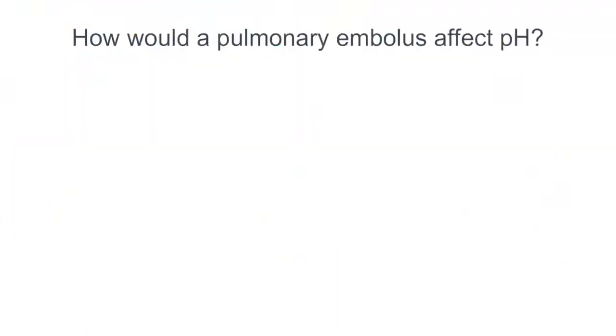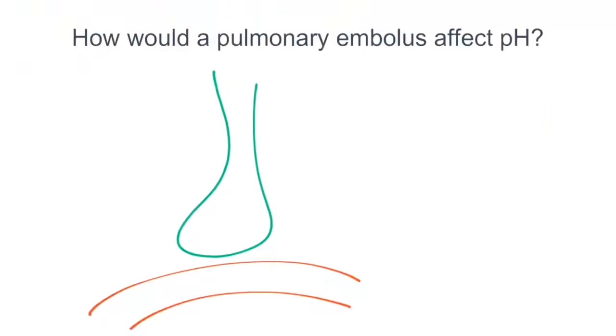How would a pulmonary embolus affect the pH? So here is an alveolus, here's a capillary. Let's say the pulmonary embolism is right here, blocking the capillary. So perfusion Q will be decreased, and ventilation V will be normal. So there will be a VQ mismatch.